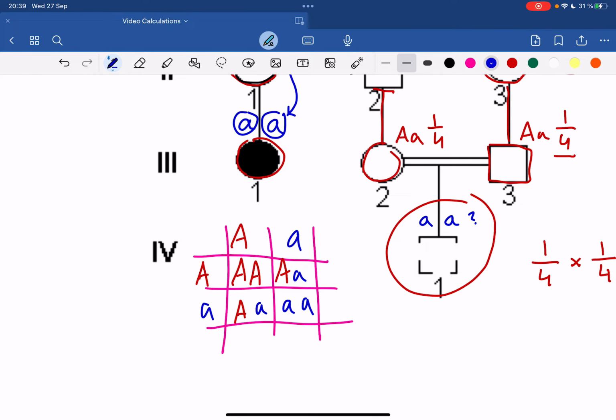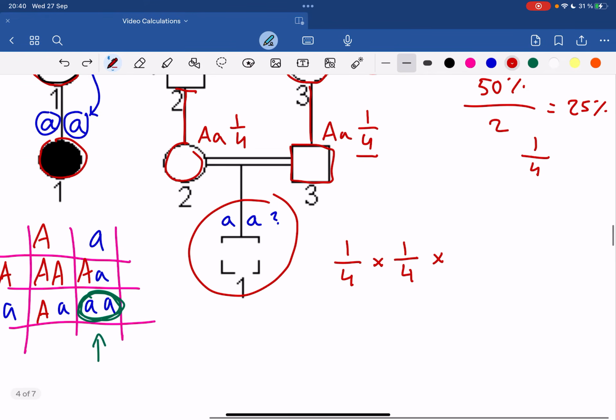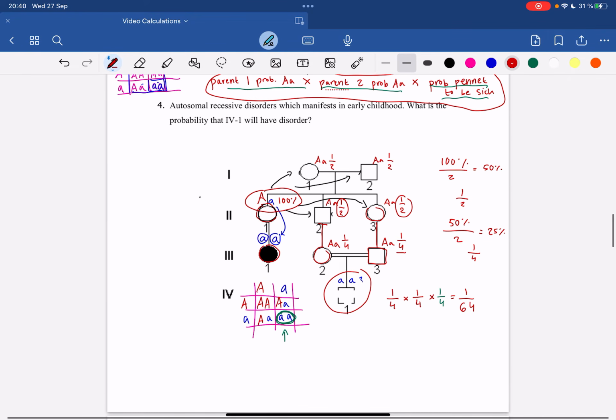There we go. And you can see here, it's 1 out of 4 for them to have this phenotype, which is the only phenotype you need in order to be an affected or sick person. So we write it down here, 1/2. And this will equal 1 out of 64. And that's the end of this question.